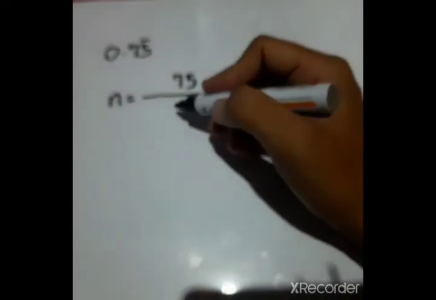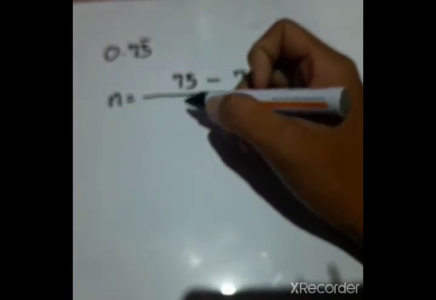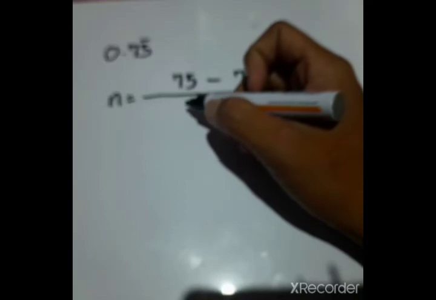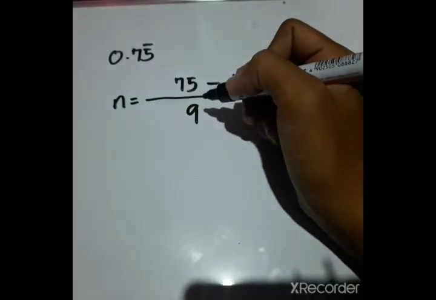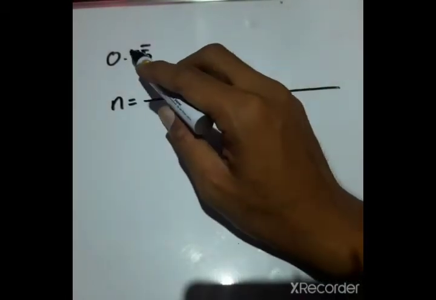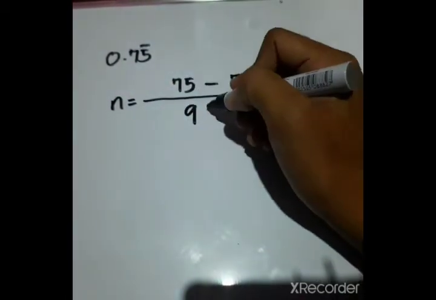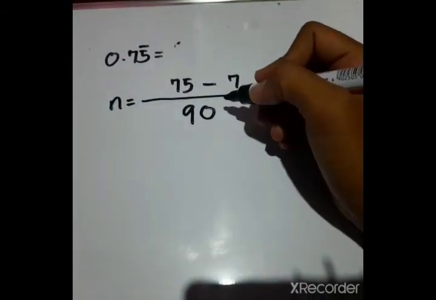And then for the denominator we have the number of nines for the repeated terms. We only have one repeated term, which is 5, so we will write only one 9. And then the number of zeros for the non-repeating terms. We also have 1, so we will write one 0. So let's simplify our equation.